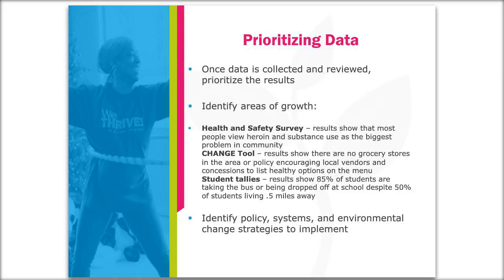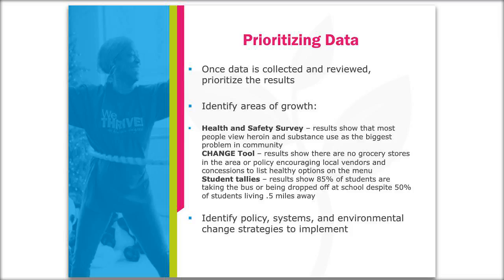So again, this is all hypothetical, but going back to those 3 examples, the health and safety survey results may show that the biggest problem people view is heroin and substance use in their community. So this may prompt the team to consider the substance use and abuse pathway with We Thrive, which they could then work on having a drug take-back day. They could work with their police and EMS to create a quick response team for victims of overdoses, which then links them to services, etc.